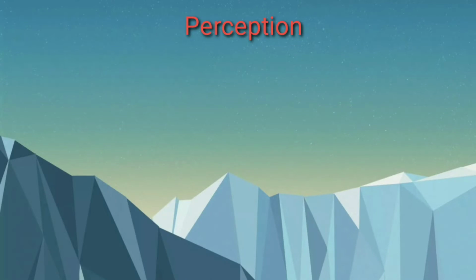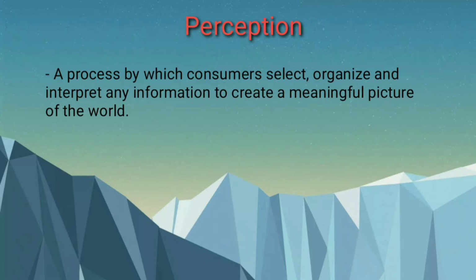So in marketing, perceptions are more important than reality because they affect consumers' actual behavior. Perception means the interpretation of something which a person keeps in his mind. It is a process by which a consumer selects, organizes, and interprets any information to create a meaningful picture of the world. So perception varies from person to person.